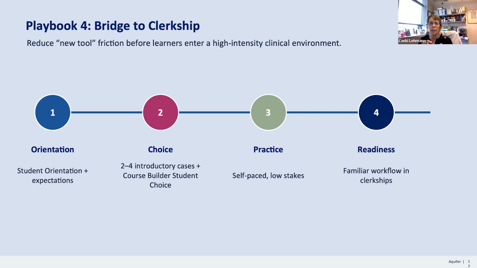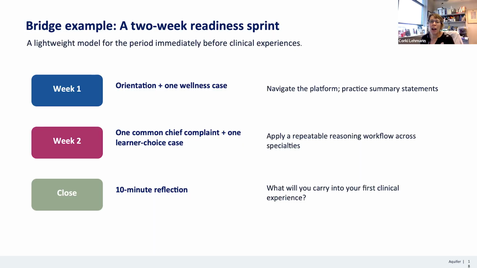But again, one of the things is setting the expectations really clearly and then communicating well across the clerkships about which one you're using. Because we had that happen to us once where two different sets of people were using the same thing. So sometimes that's good to repeat, but sometimes it's not. So it's just something to think about. So how do you get there? Here's a lightweight model that can fit within an orientation or the period immediately before those clinical experiences start.